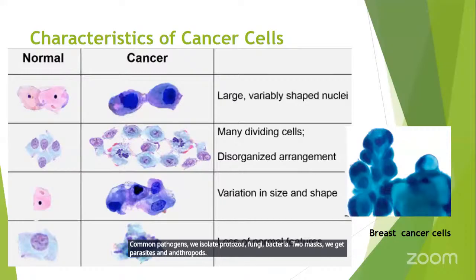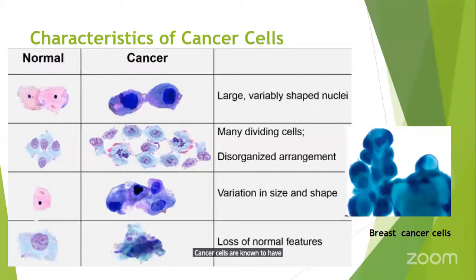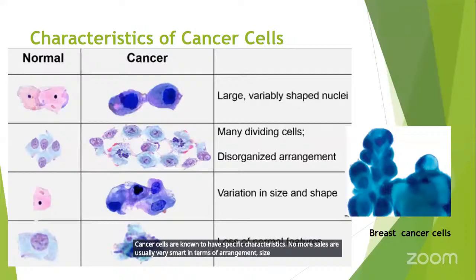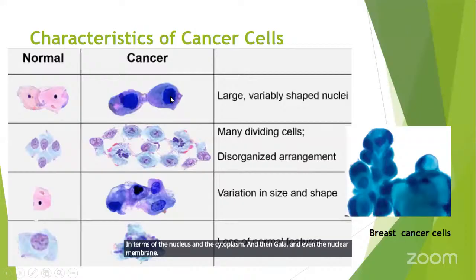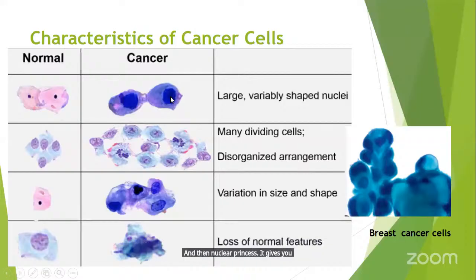Characteristics of cancer cells: after doing FNA, you have found some cells, then you are wondering, now what are these? Cancer cells are known to have specific characteristics. Normal cells are usually very orderly in terms of arrangement, size, and how they look, like these ones. But if they become cancerous, they change their shape in terms of the nucleus and the cytoplasm and the color and even the nuclear membrane and the nucleoli presence. It gives you a story.